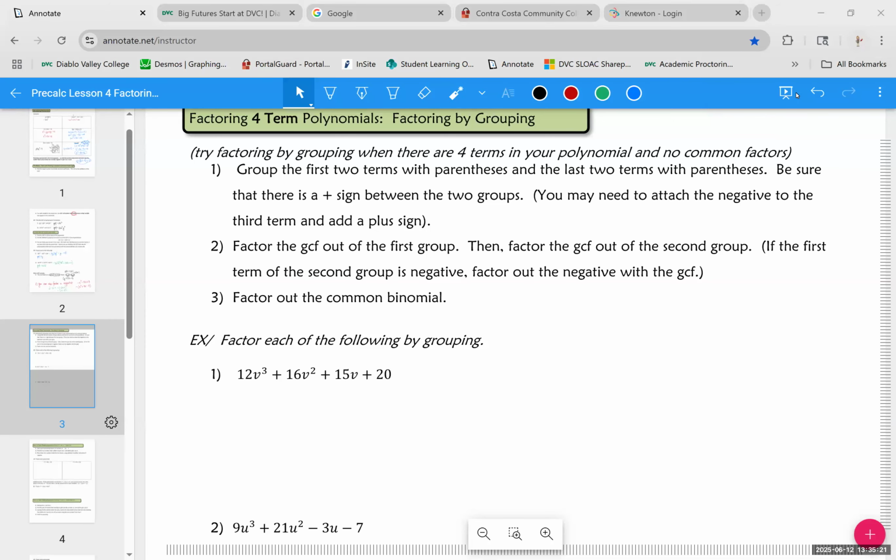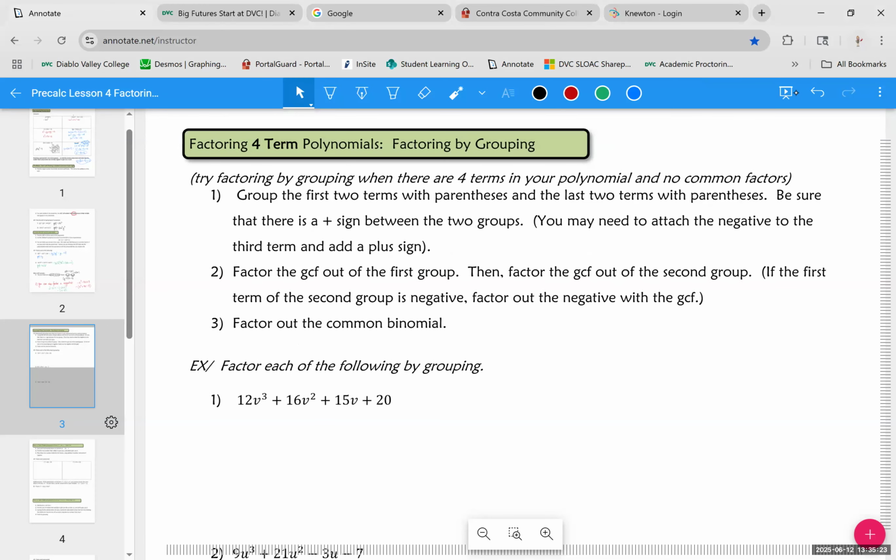Okay, so our next factoring technique we're going to use is factoring by grouping. I'm going to try to give you very specific advice about when to use each of these factoring techniques. Factoring by grouping is when you are trying to factor something that has four terms and there's nothing common. You can't pull a GCF out of the whole thing.